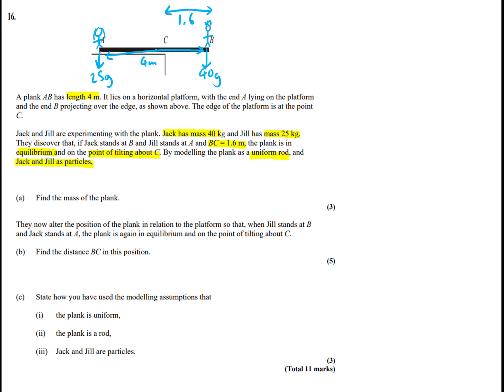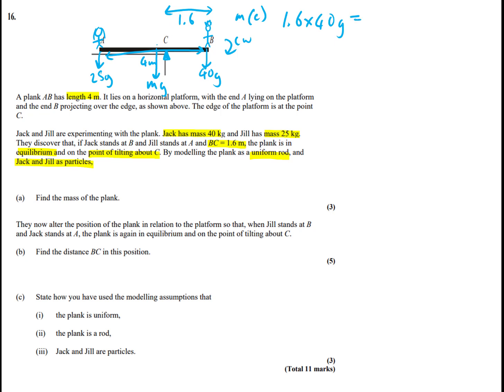And the centre is here, and it's got a mass of mg. That's at 2 meters. And remember, C is this pivot here. So we're taking moments about C. Let's go clockwise. So what are we going to get? We're going to get 1.6 times 40g. And that's going to equal the anti-clockwise.